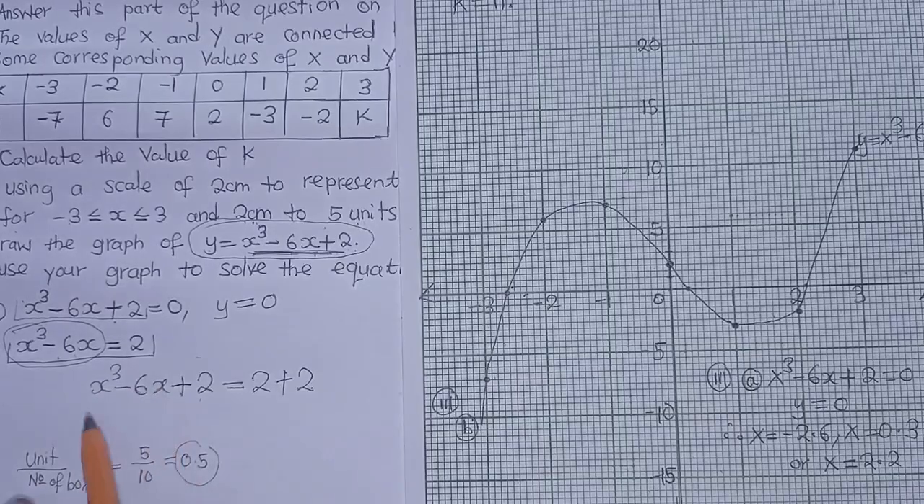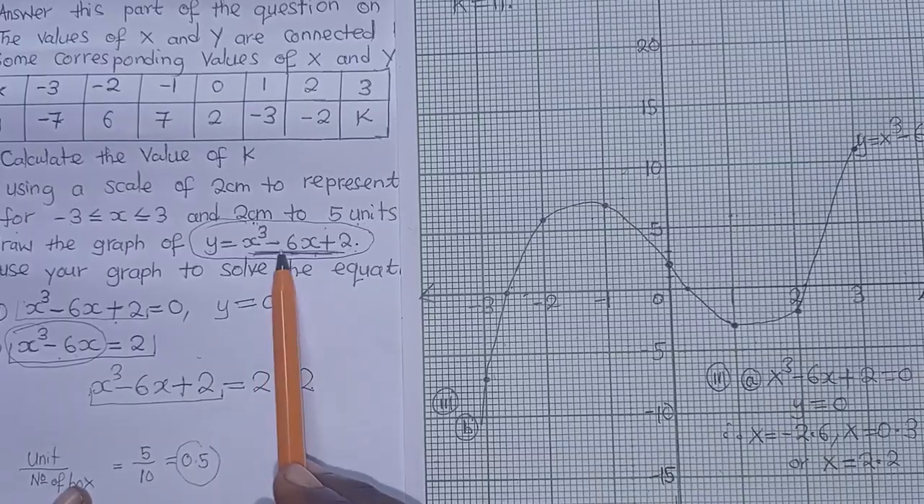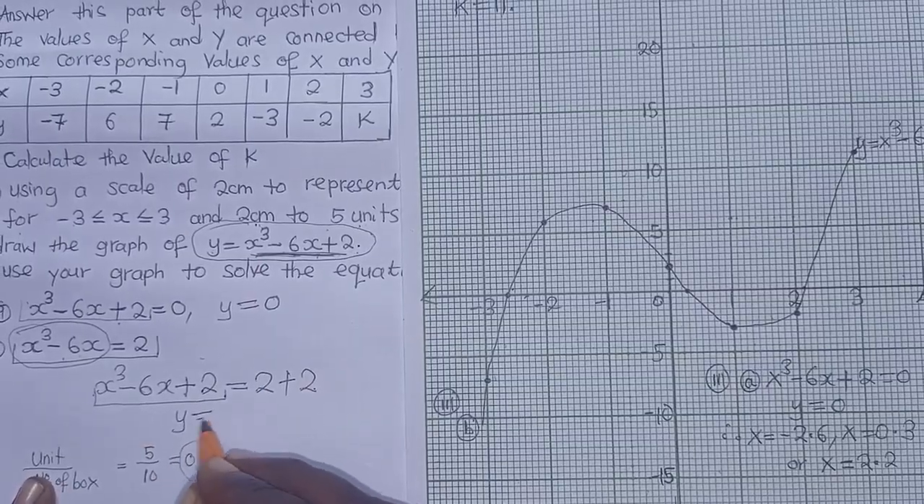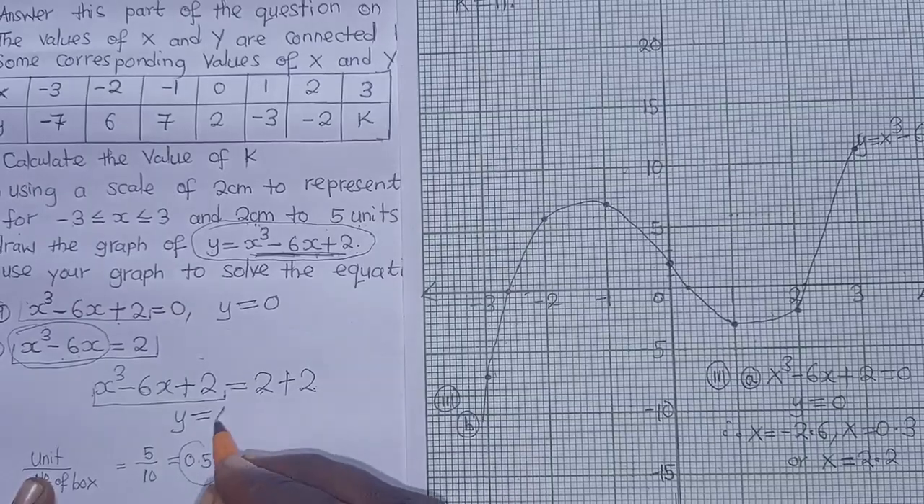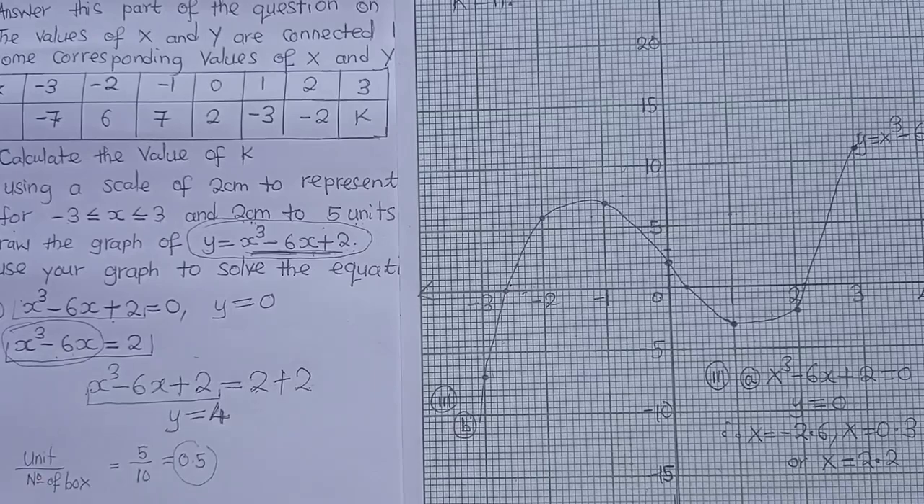So this side, have you seen? Now this one has become exactly like this equation. So this is now y. This is y is equal to what? 2 plus 2, that is 4. So I write now y is equal to 4.